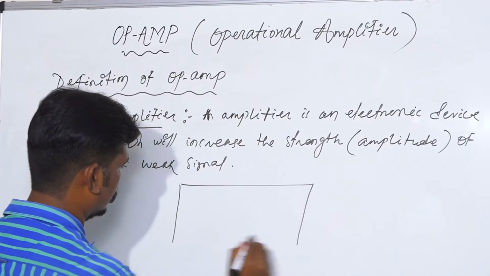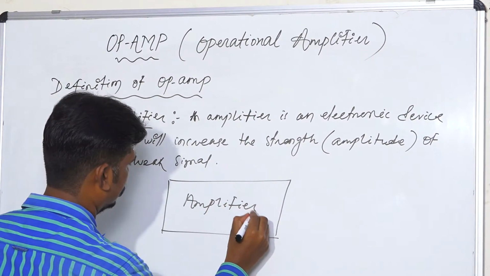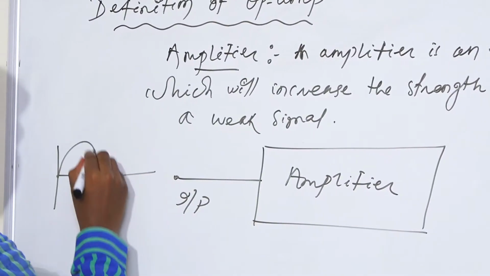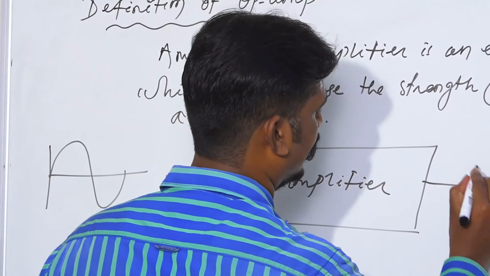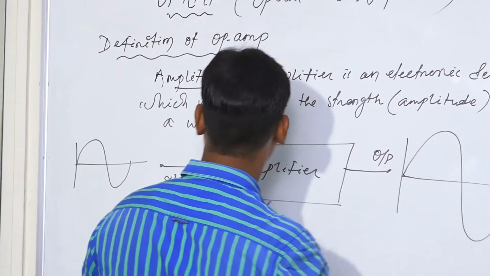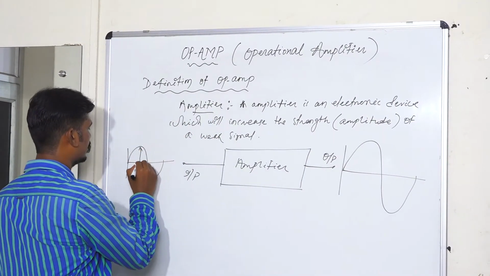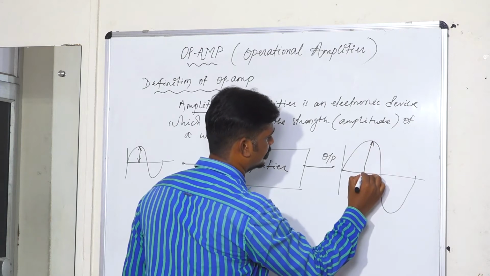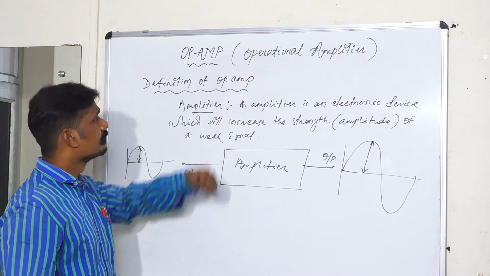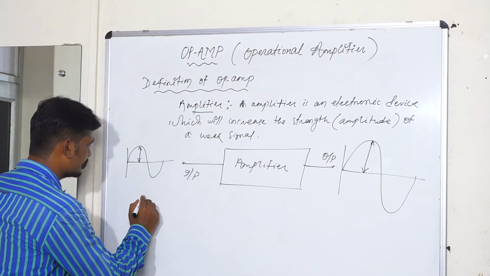Suppose this is the amplifier and this is the input of amplifier. If we give a signal like this, then the output will become like this. So it indicates that the amplitude will increase here. So why it is called operational? So let's see the definition first.